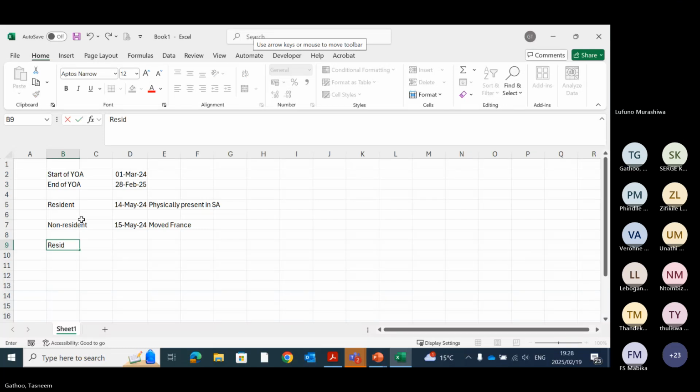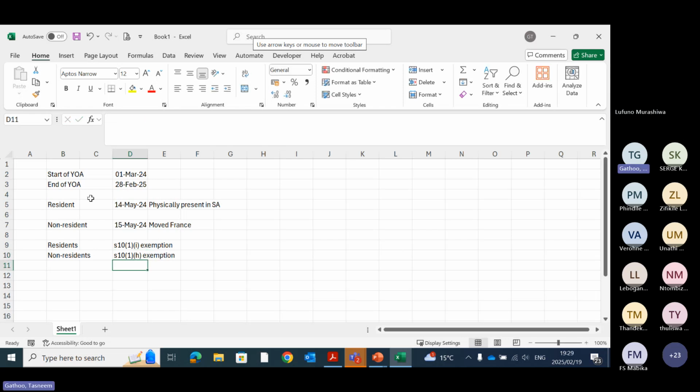Residents qualify for the section 10.1I exemption, and non-residents, and this is on interest again, can qualify for the section 10.1H exemption, right? So for the first part, we've dealt with section 10.1I. We know we're happy with the resident portion. Can you guys still see my screen? Yes. Okay, cool. Then it's now this non-resident portion.